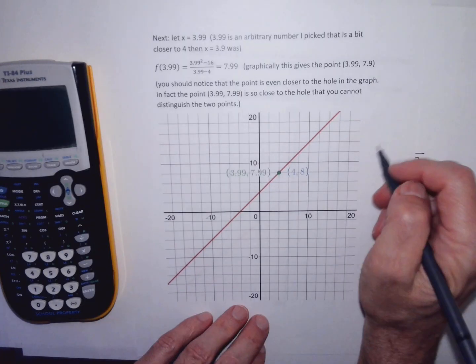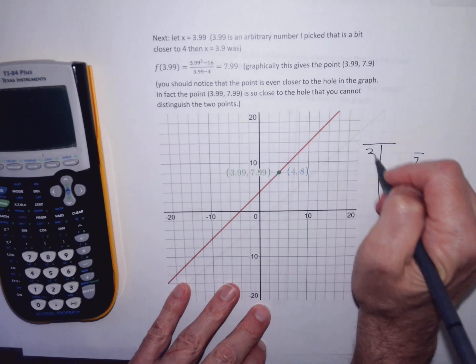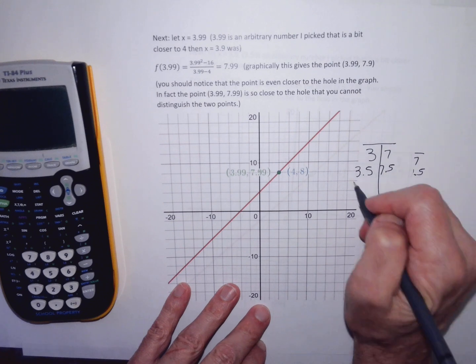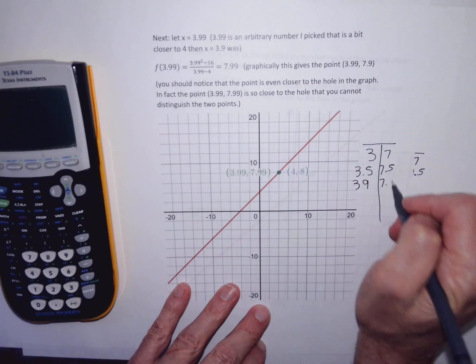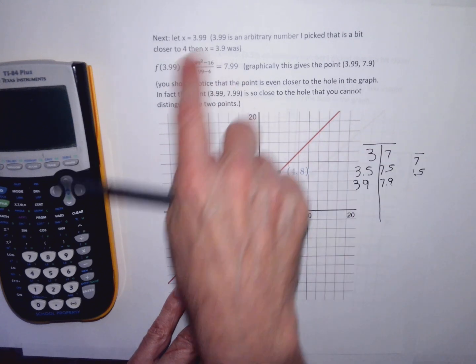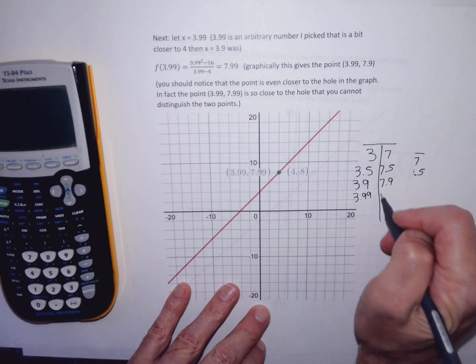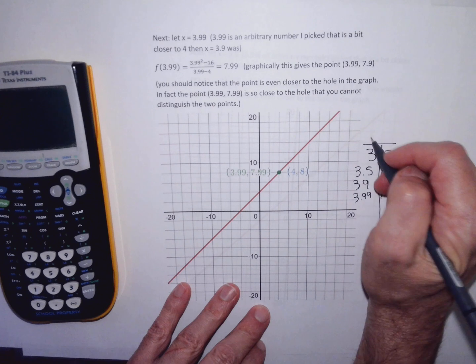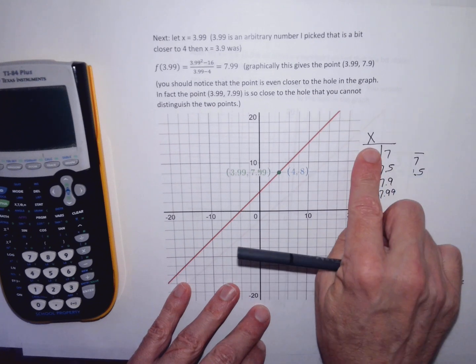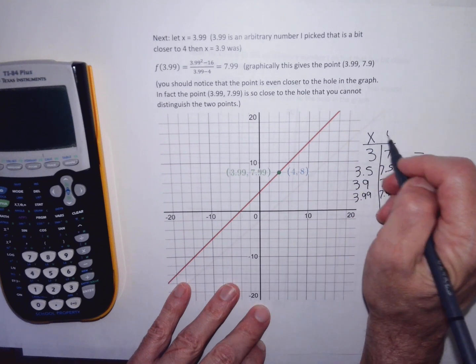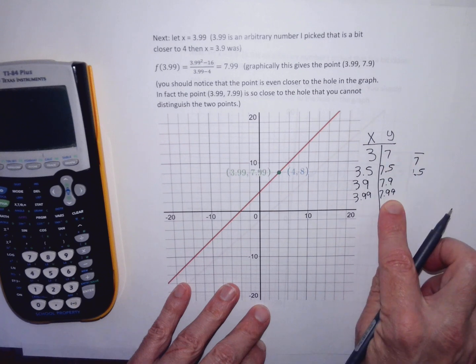So I started off, I plugged 3 in and got 7. I plugged 3.5 in and got 7.5. I plugged 3.9 in and got 7.9. On this one, I go to the function, I plugged 3.99 in, and I get 7.99. So when I plug x values in that are less than 4 but progressively getting closer to 4, what happens to the y's? Well, the y's are less than 8 but getting progressively closer to 8.